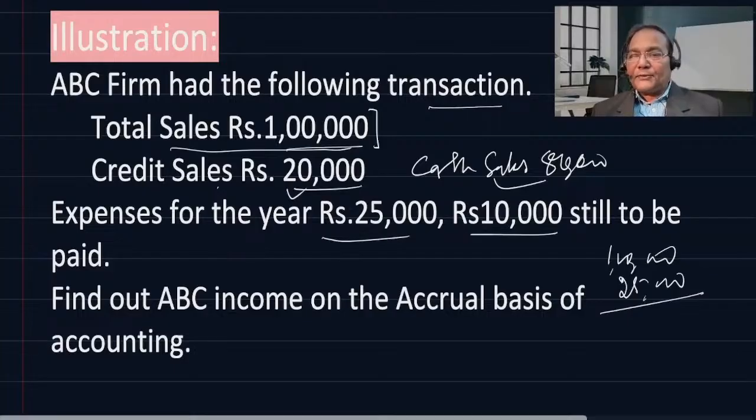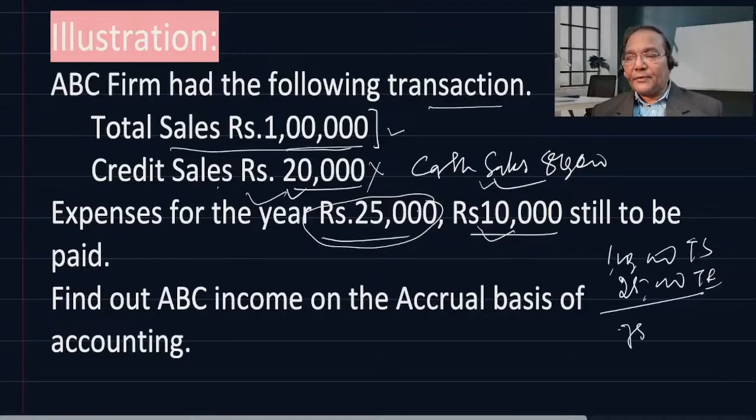The firm has total sales of 1 lakh. Credit sales of 20,000 are not material in order to assess the profit. 1 lakh is important, so we will take that. Neither cash sales nor credit sales are important to assess the profit. Now, expenses, whether paid or unpaid, is immaterial. But if expenses are incurred, they are to be deducted from the sales. So total sales minus total expenses, we get income or profit, which is 75,000. I hope this is understood. This is the accrual basis of accounting.